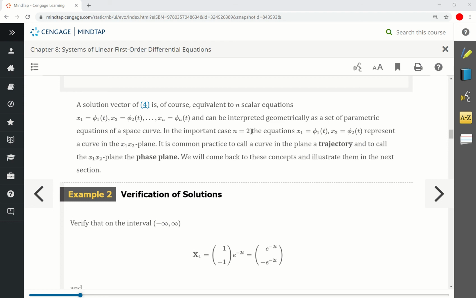And in the important case, n equals 2, the equations would represent a set of parametric equations in the x1, x2 plane. Usually if it's x1 and x2, we would call it the x variable and the y variable, so it would be like the xy plane. So these would be things we could actually graph and look at. It's common to call that particular curve a trajectory, and to call the xy plane, or the x1, x2 plane, the phase plane. Okay, and we'll come back to that a little bit later to go into more depth. We'll actually graph a few trajectories to see what's going on.